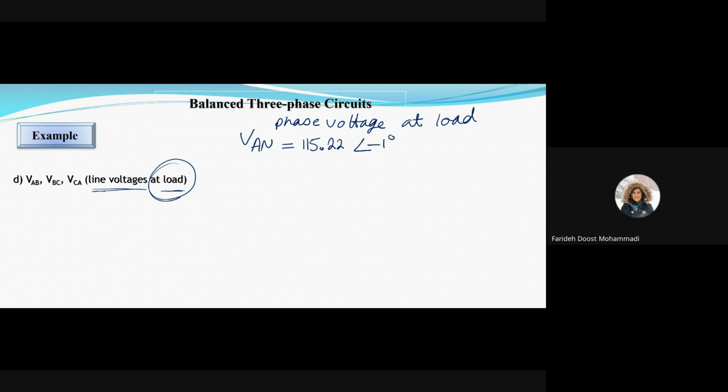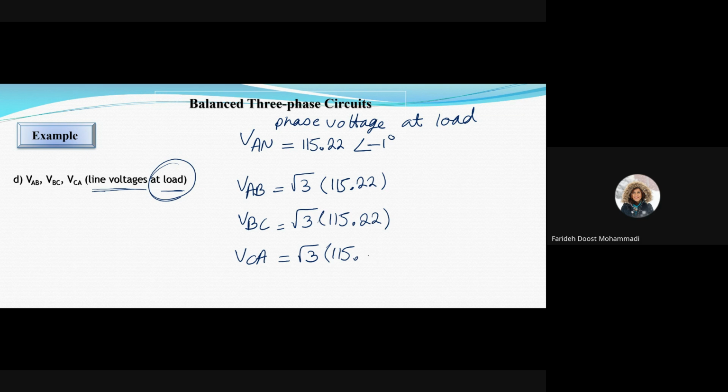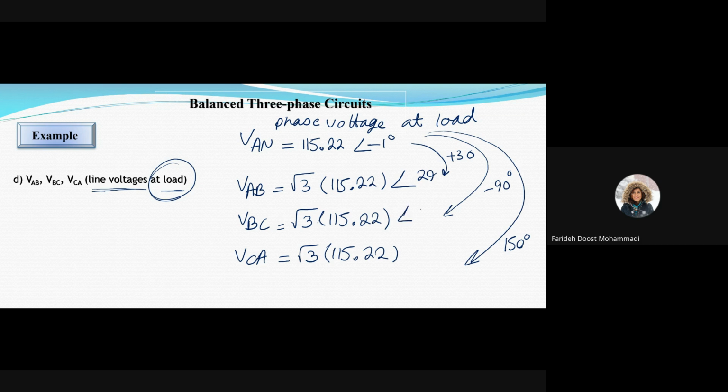So what I have to do now is simply multiply the magnitude by radical 3. So I'm looking for VAB, VBC, and VCA. All I need to do is multiply the magnitude, which was 115.22, by radical 3. And then the angle would be 29 here. So I'm going to add 30 degrees first to the first one. And then I'm going to subtract 90 degrees here, and then I'm going to add 150 degrees here. So this one is going to be minus 91 degrees, and this one is going to be 149 degrees.